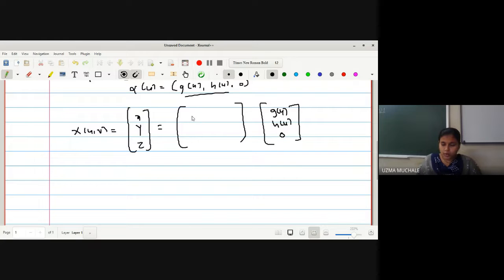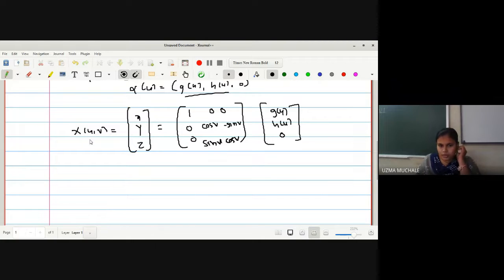These are with us. Now, if the revolution is about the x-axis, if you remember, we have done this type of revolution about the x-axis, y-axis, z-axis in the classical mechanics paper. So if the revolution is about the x-axis, the first row and first column will be 1 0 0, and the next one is cos v minus sin v and sin v cos v.